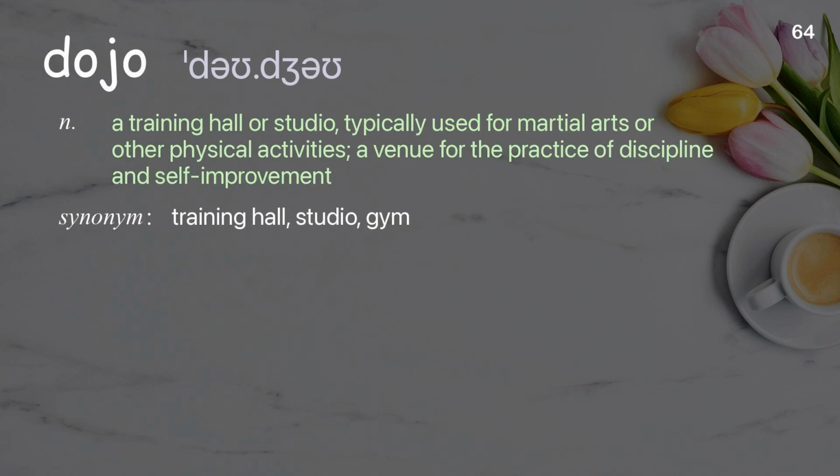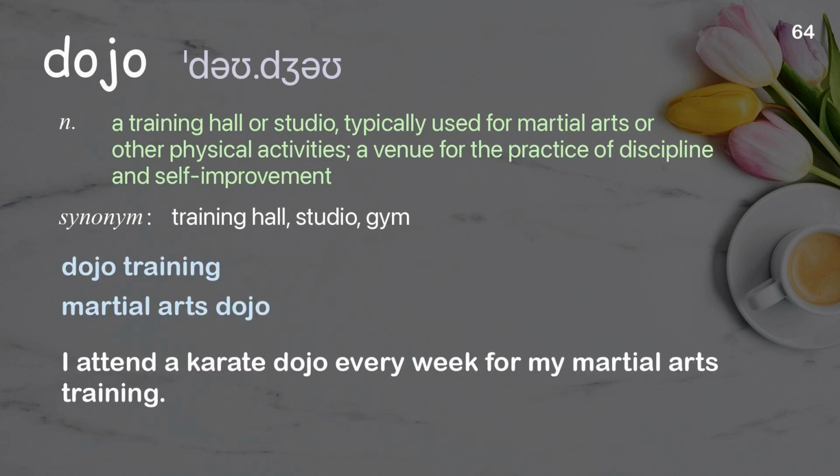Dojo. A training hall or studio, typically used for martial arts or other physical activities, a venue for the practice of discipline and self-improvement. Examples: Dojo training, martial arts dojo. I attend a karate dojo every week for my martial arts training.